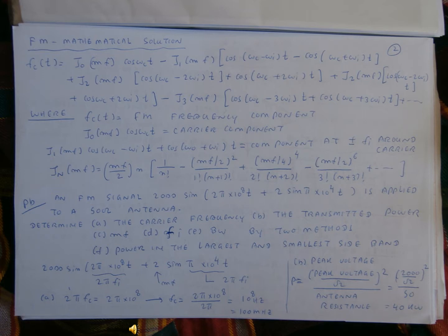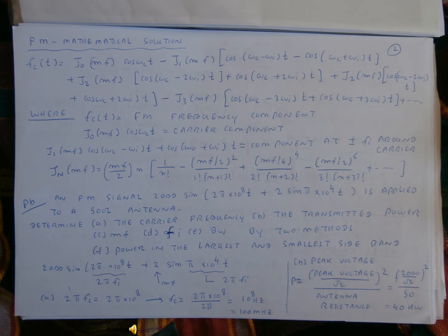So the FM signals, the problem we also calculate. The problem: given the FM signal 2000 sin(2π × 10^8 t + 2 sin(π × 10^4 t)) applied through a 50 ohm antenna. Determine: A, the carrier frequency; B, the transmitter power; C, mf; D, fm; E, the bandwidth by two methods; and F, the power in the largest and the smallest sideband.